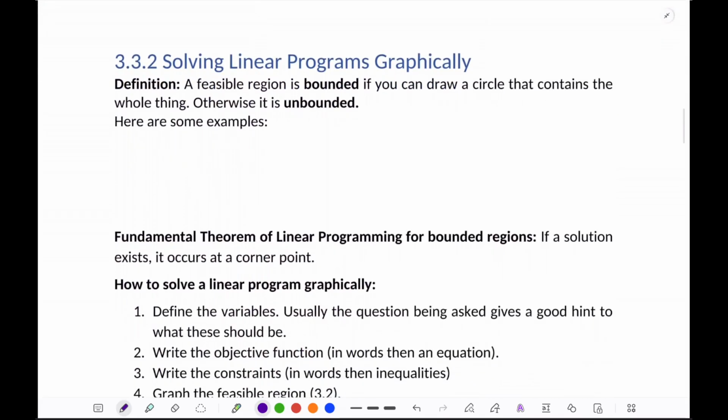3.3.2, solving linear programs graphically. A feasible region is bounded if you can draw a circle that contains the whole thing. Otherwise, it is unbounded. So, for example, if you have this region, I can draw a circle around the whole thing. So that one is bounded.